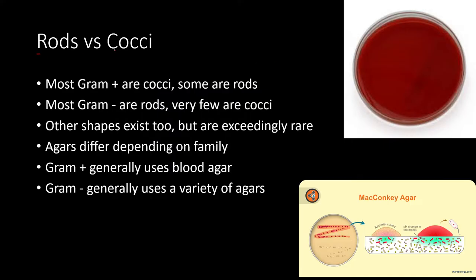So let's talk about rods versus cocci. So here is a general rule. It's not exactly true, but it's a general rule that makes it much easier to memorize. Most gram-positive bacteria are cocci, and there are some rods, okay? Most gram-negative are rods, and very few are actually cocci. All right. So if you have a gram positive, it's probably a coccus. If you have a gram negative, it's probably a rod shape.